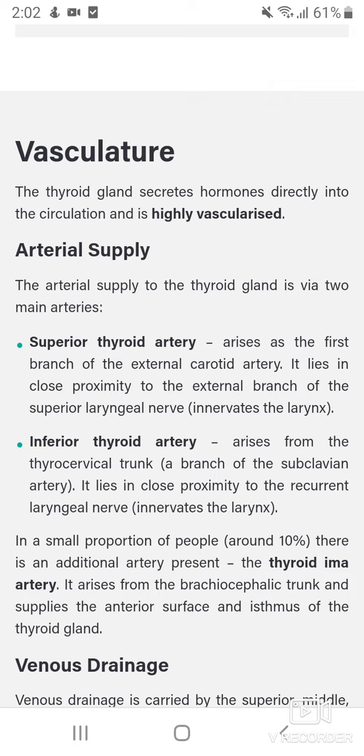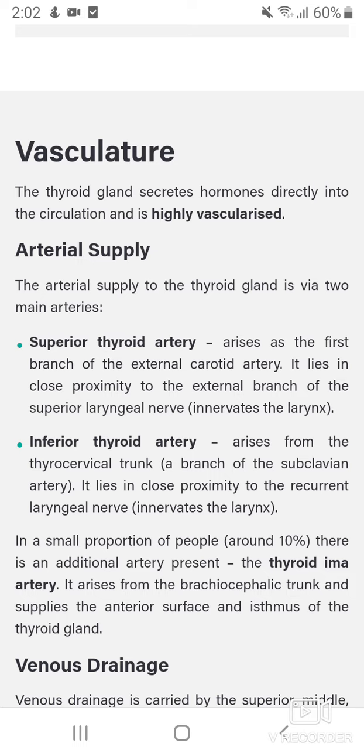First of all, we are discussing the superior thyroid artery. The superior thyroid artery arises as the first branch of the external carotid artery. It lies in close proximity to the external branch of the superior laryngeal nerve, which innervates the larynx. This is the superior thyroid artery. Next you can see the inferior thyroid artery.